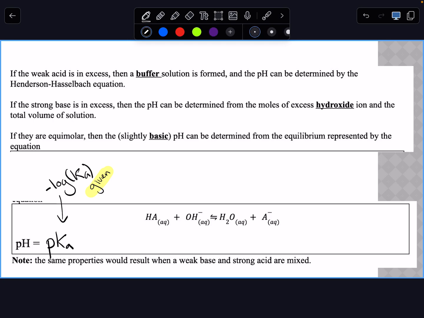Okay? We take the pKa of the acid plus the log of the ratio of the two key parts of a buffer. So what are the two main things in a buffer? Yep, so it's the ratio of HA to A minus, because that's what we care about.